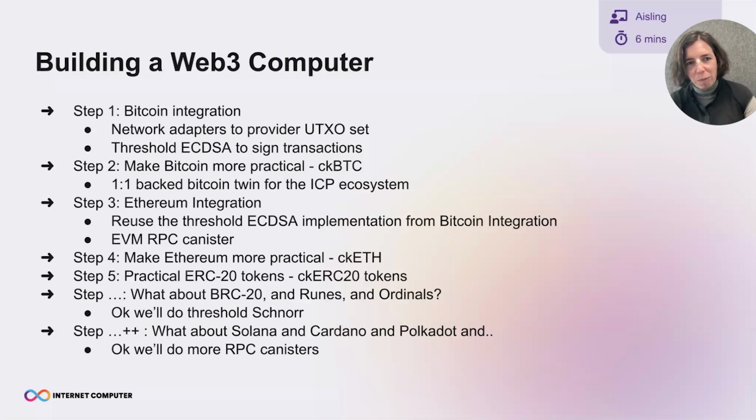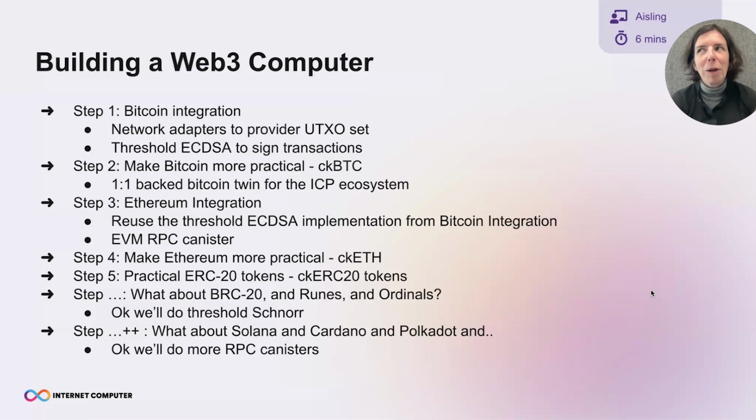which could be used in the ICP ecosystem. Beyond this, we did the Ethereum integration, where we could reuse the threshold ECDSA implementation from the Bitcoin integration, and coupling this with an EVM RPC canister, we can get the state from Ethereum, and this can help to write to Ethereum as well. Then step 4 is to make Ethereum more practical. Similar to Bitcoin, we want Ethereum to leverage the special features of the ICP ecosystem, fast finality, low fees, etc. And we did this with ckETH. Then we want practical ERC20 tokens.